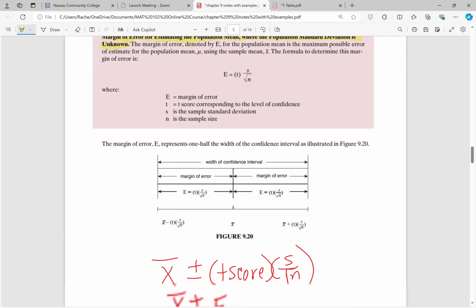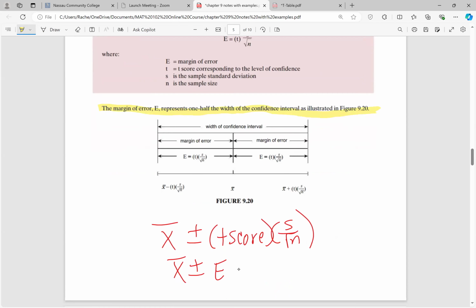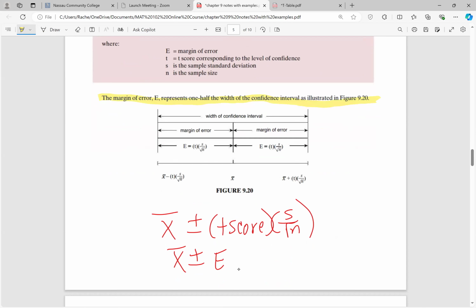And really, the margin of error represents 1/2 the width of the confidence interval. So when I say the width of the confidence interval, I mean how wide is it? And right in the middle of the confidence interval is going to be our point estimate, X bar, right? So X bar is right in the middle of the confidence interval. And what we're doing is we're adding the margin of error to X bar, and we're subtracting the margin of error from X bar. So X bar is right in the middle of our confidence interval. So the margin of error is just 1/2 the width of the confidence interval.